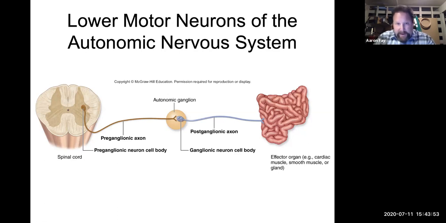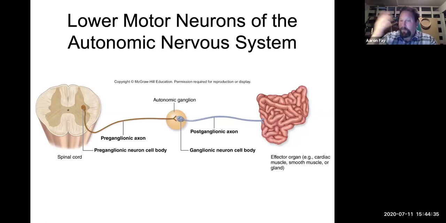Motor pathways for the autonomic motor system have a two neuronal pathway. The first neuron, its cell body, is housed in the lateral gray horn of the spinal cord. That cell body is called the preganglionic neuron. Its axon, the preganglionic axon, exits via the anterior root and is then going to enter a ganglion, because a ganglion is a collection of cell bodies in the peripheral nervous system. The neuronal cell bodies in the ganglion are called ganglionic neuronal cell bodies. So the preganglionic axon will synapse on the ganglionic neuronal cell body.